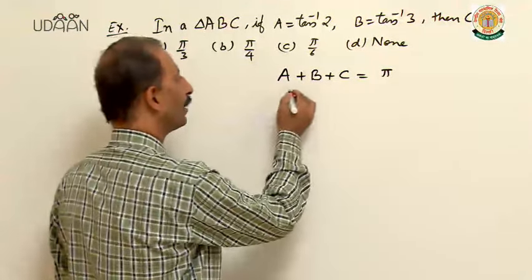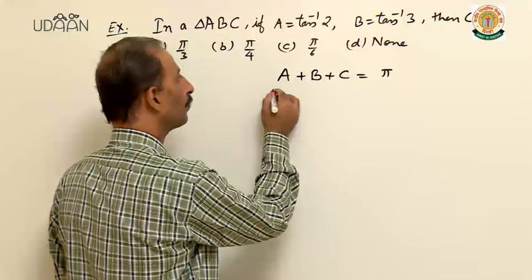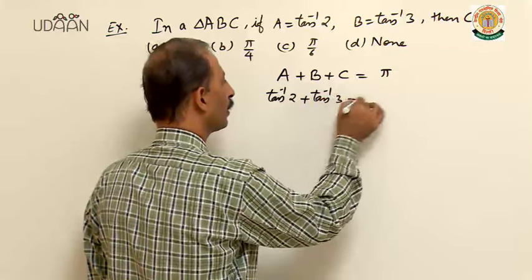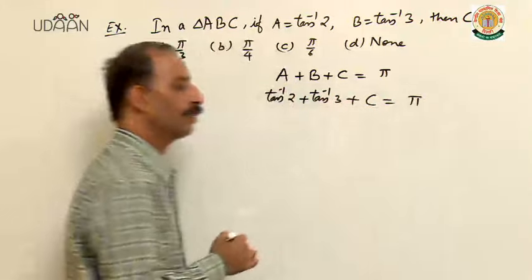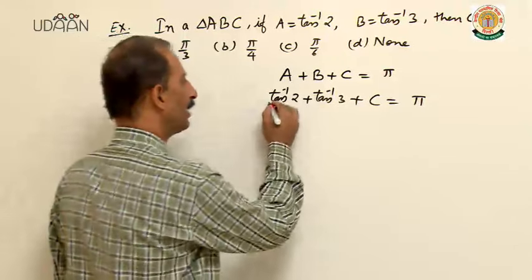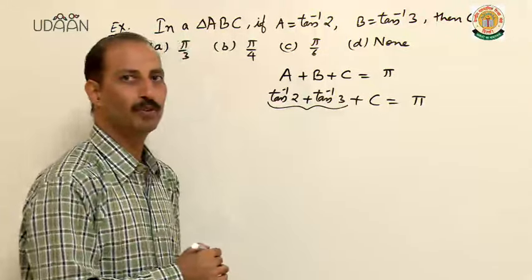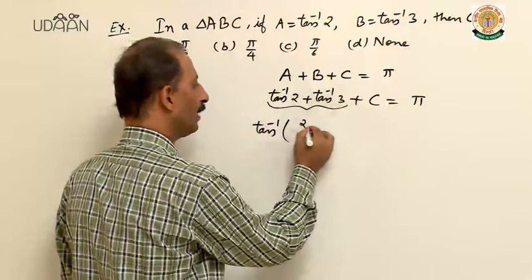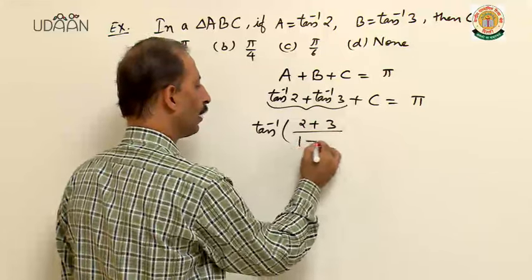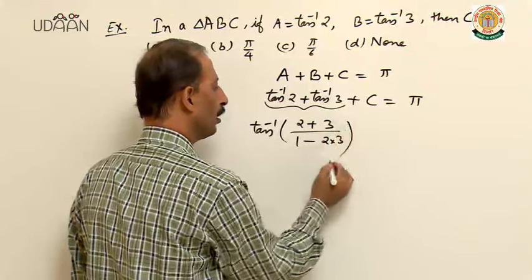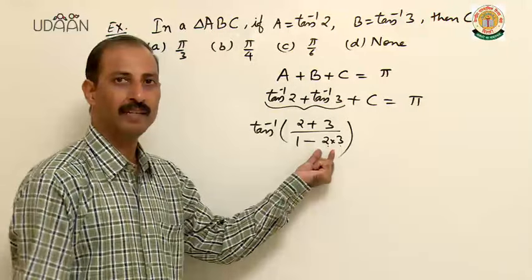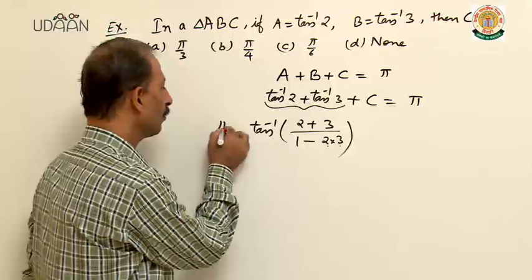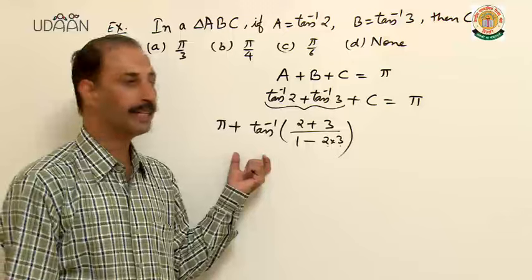Value of A they have given tan inverse 2. Value of B they have given tan inverse 3. If you add them and subtract from pi, you will get the value of C. How much is their addition? Tan inverse 2 plus tan inverse 3. You know the identities? Tan inverse 2 plus tan inverse 3, we can write as tan inverse of 2 plus 3 upon 1 minus 2 into 3. But this product is more than 1. So whenever the product is more than 1, we have to take here pi plus. This is the identity you have to remember.